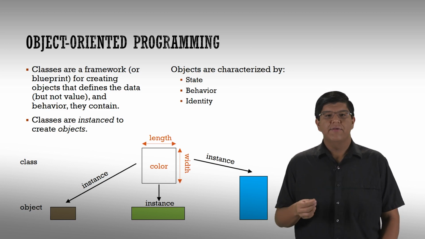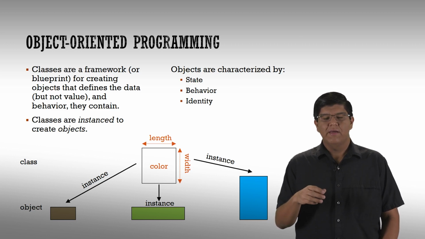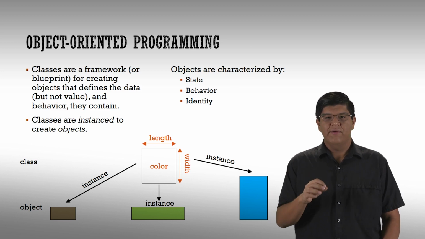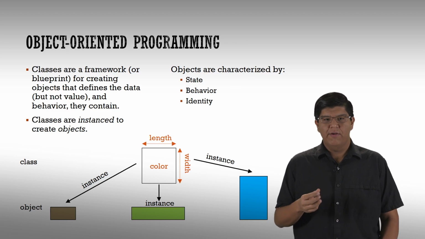A key word here is also the word instance. We say that classes are instanced to create objects. That's the process of creating an object, or we sometimes use the term instantiation. And objects are instances of classes. So every time I have an object in my system, it has to have been created from some class. We can't have things walking around our system.